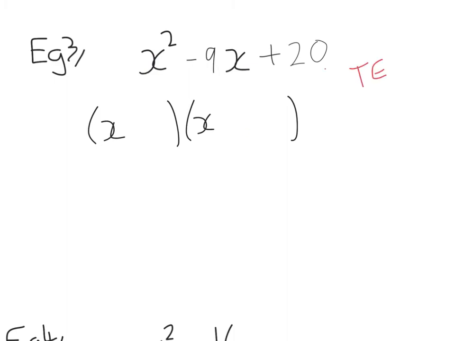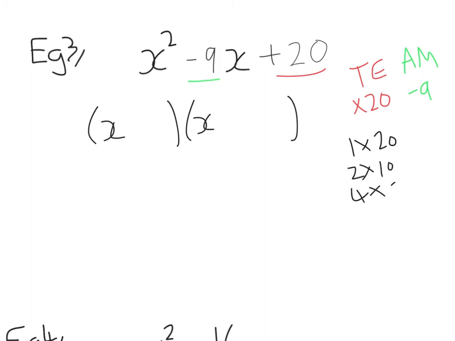Times to give the end number. In this case, that is times to give 20, and add to give the middle number, which in this case is adding to give minus 9. So we could write down, how do we get 20? 1 times 20, 2 times 10, 4 times 5. Now, none of those are going to add to give minus 9.